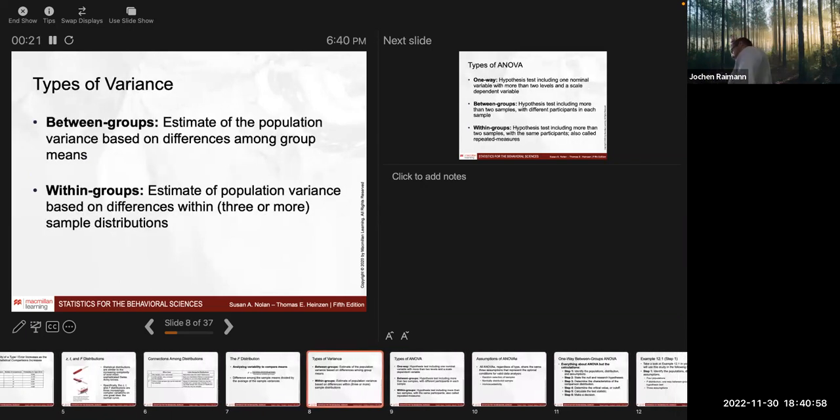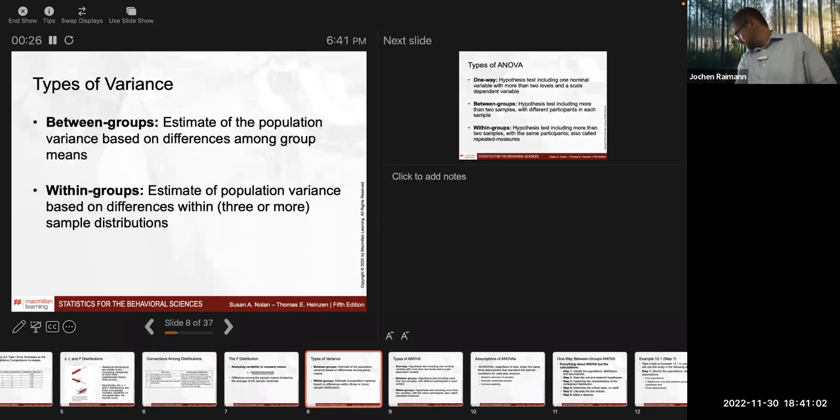ANOVA is done in principle in two different shapes. Again, where's that always coming back? I hope I'm sharing the right screen. Okay.